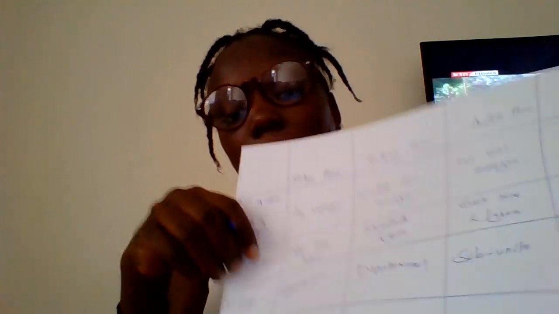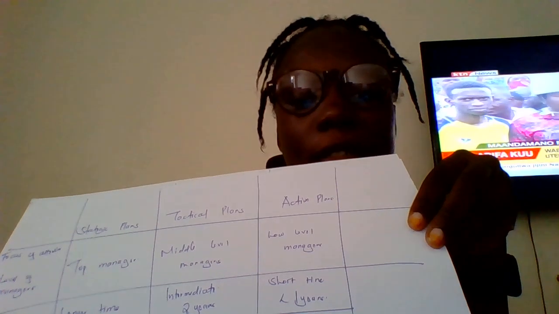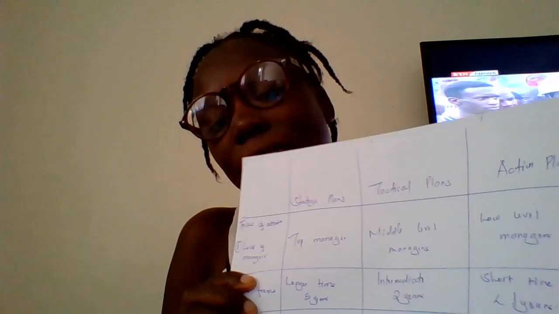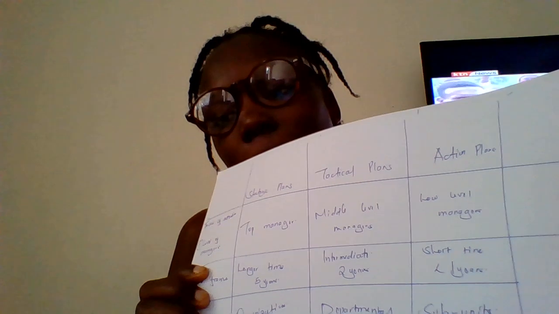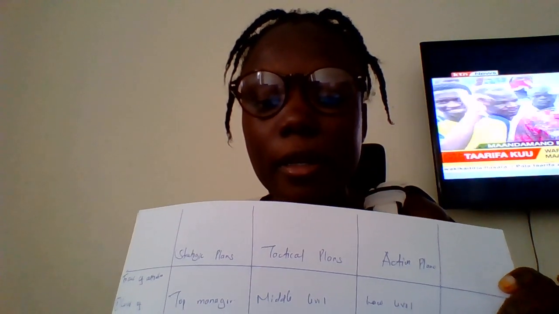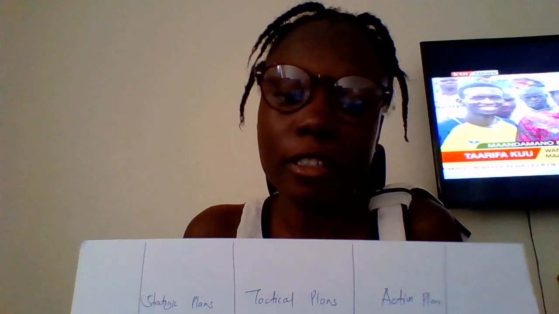So this is our hard copy of the templates of the strategic plans, the tactical plans, and the action plans, with each category focusing on the focus of attention. Is it the level of managers? Is it the time frame it takes to actualize these plans? Or is it the scope and then the environment? So this is our template. We're going to make a soft copy, but this is the idea of how you make a template of your strategic, tactical, and action plan, focusing on the categories that you need, the 4 categories.